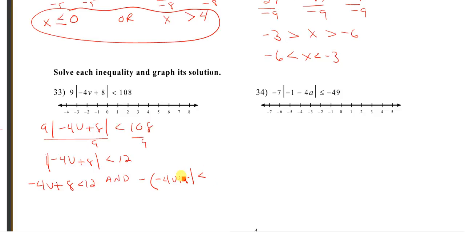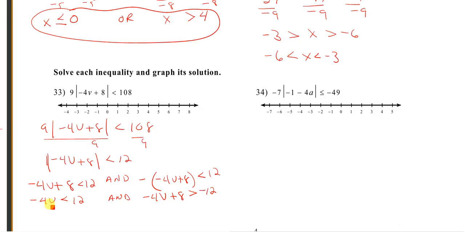Also has to be less than 12. Okay, so on this side, I am going to go ahead and subtract 8 from both sides. So subtracting 8 from both sides, I get a minus 4v is less than 12. On the other side, I'm going to divide both sides by a negative 1. That would take this negative and move it to the other side when I divide by a negative 1. But it would also, because I'm dividing by a negative, cause this inequality to switch.